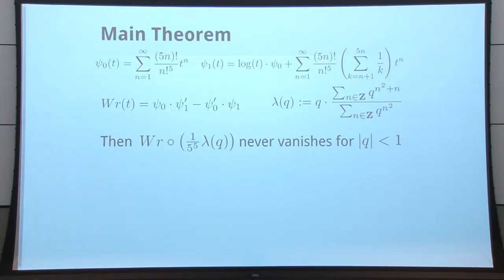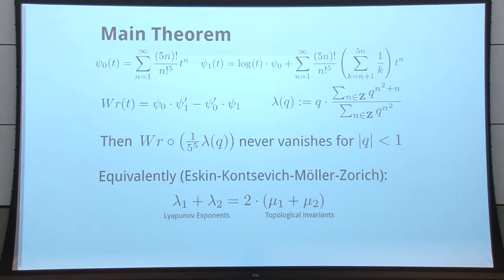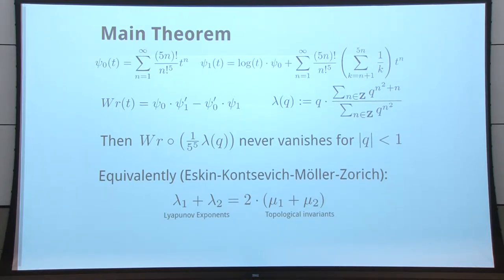So now I'd like to state an equivalent form of this theorem. This is actually the question that I was interested in initially. One has an equality, a formula, between two numbers, lambda 1 and lambda 2, which are Lyapunov exponents and which really come from dynamics, and two topological invariants, mu 1 and mu 2. These are some explicit rational numbers. In this particular case, they're 1/5 and 2/5, whereas lambda 1 and lambda 2 are probably transcendental, but there's no reason to believe that they have any other kind of structure. They're just some numbers. Their sum turns out to be this rational number.